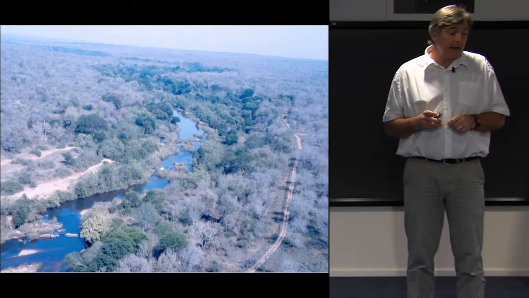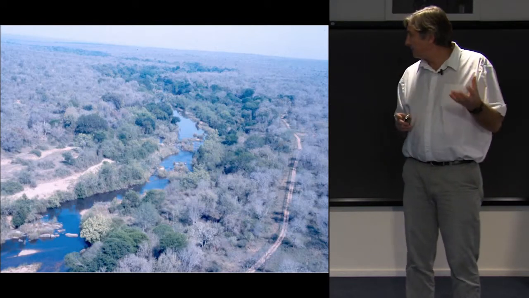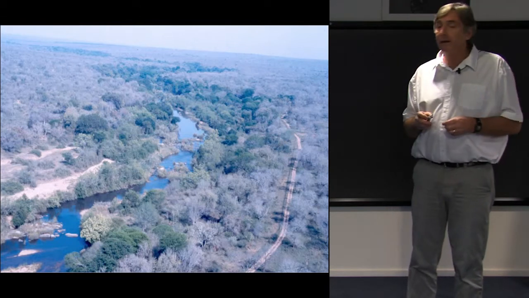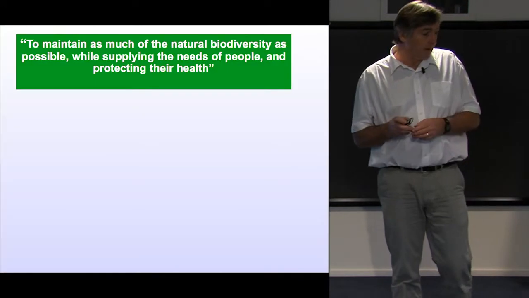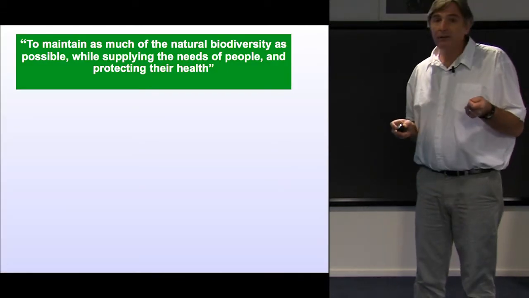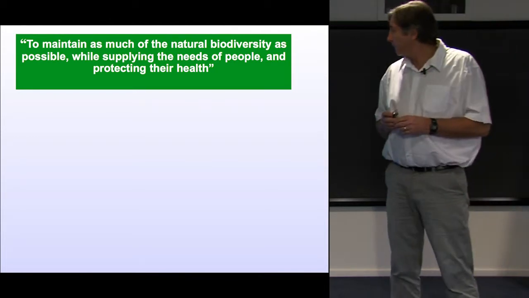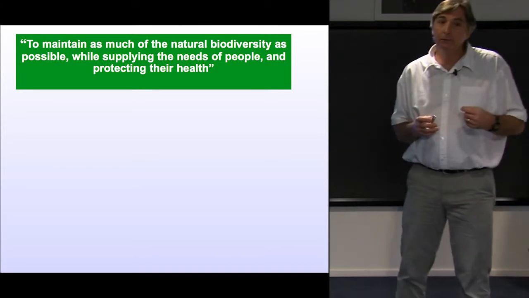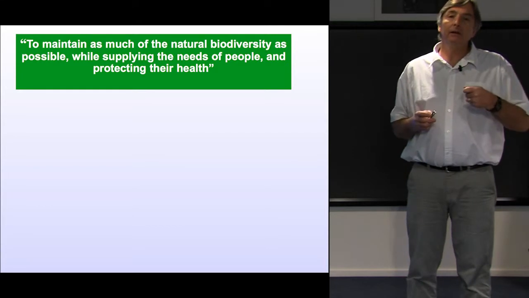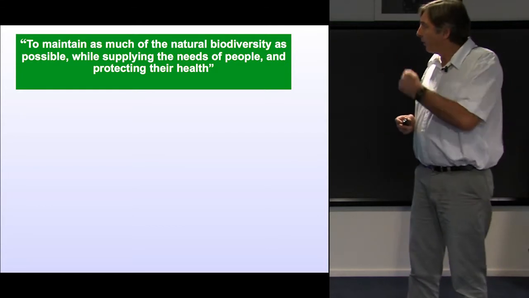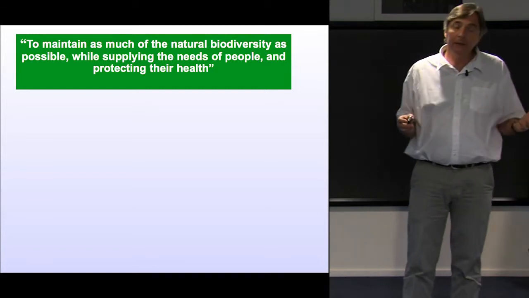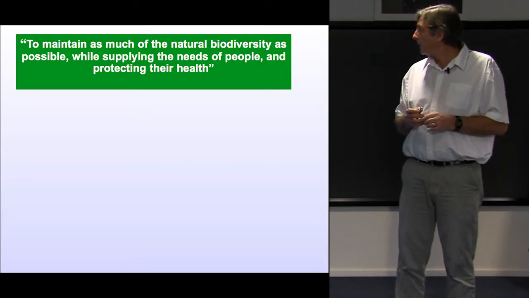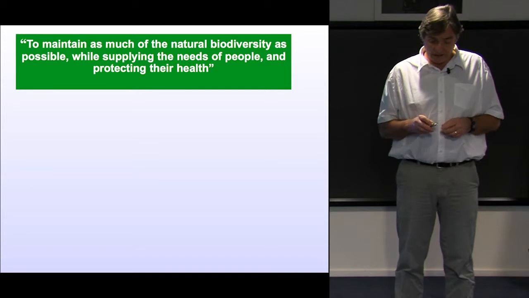There's the river as it goes into the Kruger National Park, and you can see the natural vegetation which has been maintained there, with the green band marking the riparian zone. Now if we look at setting objectives, and this is a hypothetical example, the way that we developed for setting objectives for the rivers of the Kruger National Park is something known as an objectives hierarchy, where you start off with a very general vision, which everybody can understand and hopefully buy into, in this case to maintain as much of the natural diversity as possible while supplying the needs of people and protecting their health.